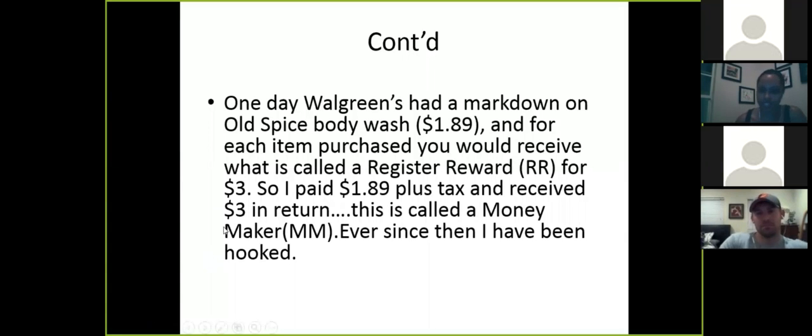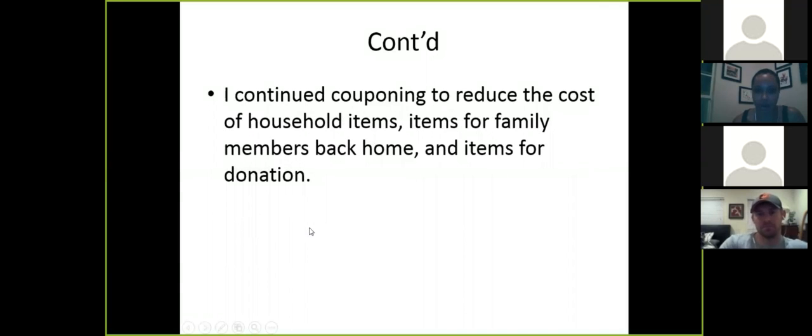So once I started that, I was hooked. That was about June of 2010. I specifically remember that. And ever since then, I've been couponing. In addition to that, I do a lot of donations. When I go back home to Jamaica, I always take stuff for the family. I donate items to the school. So I think a lot of people benefit from what I do.